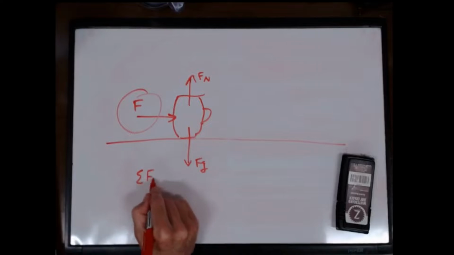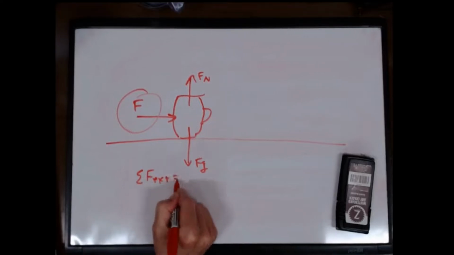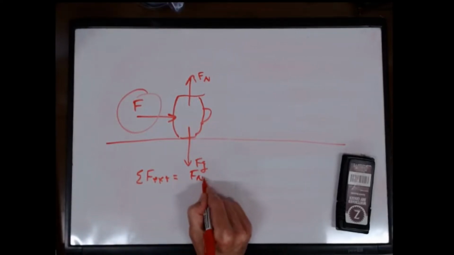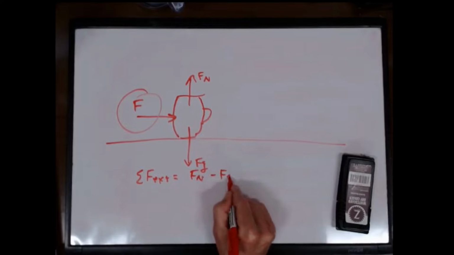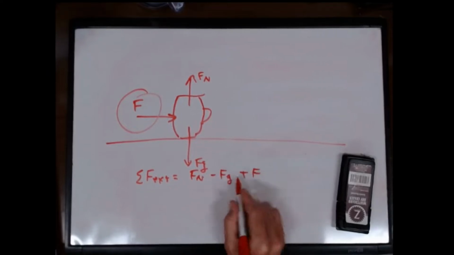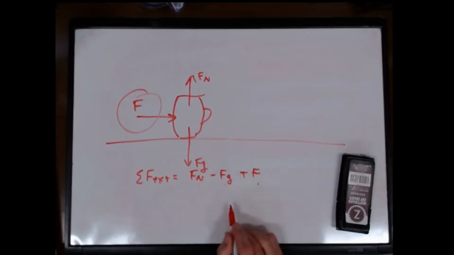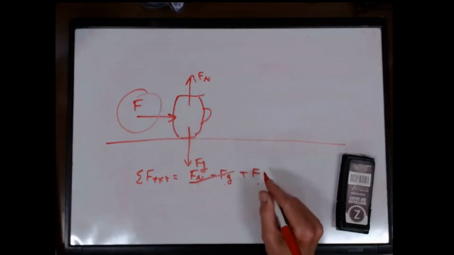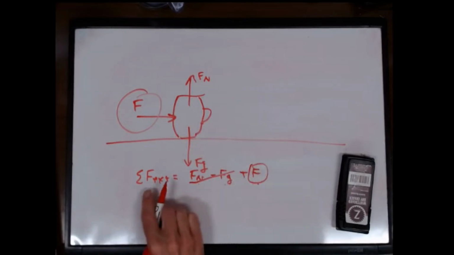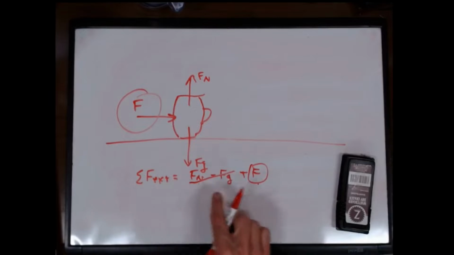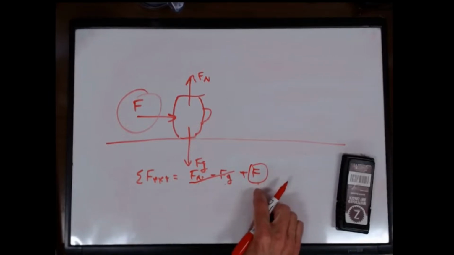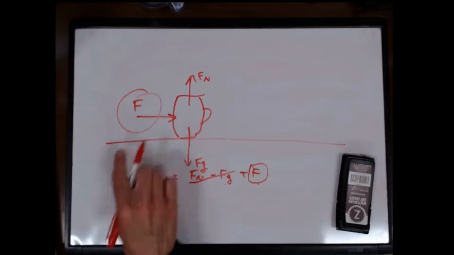I could say the sum of the external forces is equal to the normal force minus the force of gravity plus F, where I have to treat these all as vectors. They're all pointing in different directions, right? These two guys cancel each other out because one's pushing down and one's pushing up. This is all that's left, and so the sum of the external forces, or the net external force, is just this guy, right? It's just that guy.